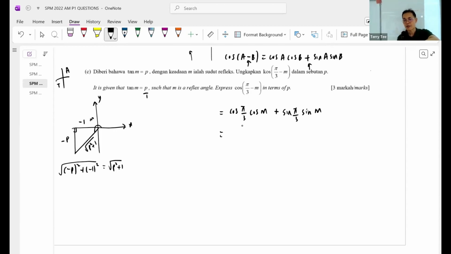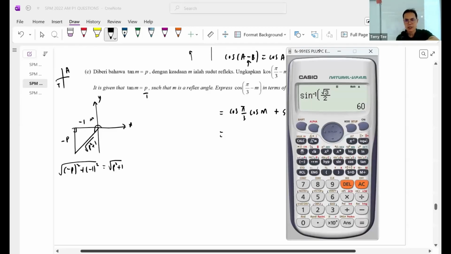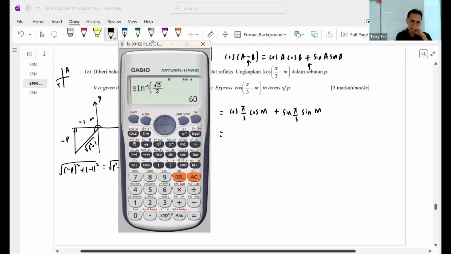Okay, cos pi over 3 is cos 60. You can use your calculator. Normally we say memorize the special angle, but now with this calculator, you're allowed to use it. You can just change your calculator mode to radian. That will help you. So we type cos pi over 3. Cos 60 is cos pi over 3. You should get 1 over 2.